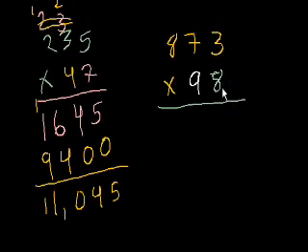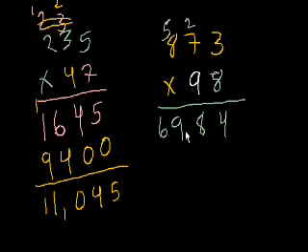So just like we did before, we go to the ones place first, and that's where that 8 is, and we multiply that 8 times 873. So 8 times 3 is 24. Carry the 2. 8 times 7 is 56. Plus 2 is 58. Carry the 5. 8 times 8 is 64. Plus the 5 we just carried, that's 69. We're done with the 8.